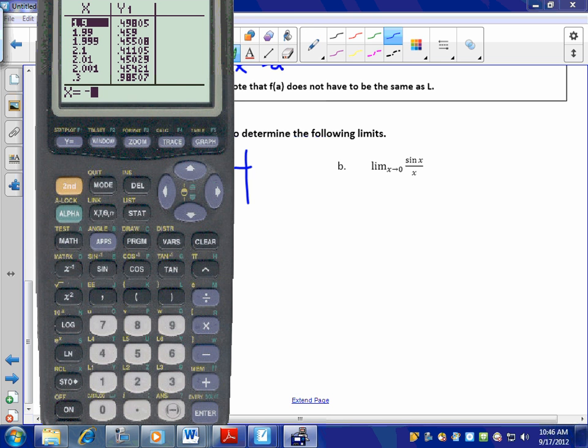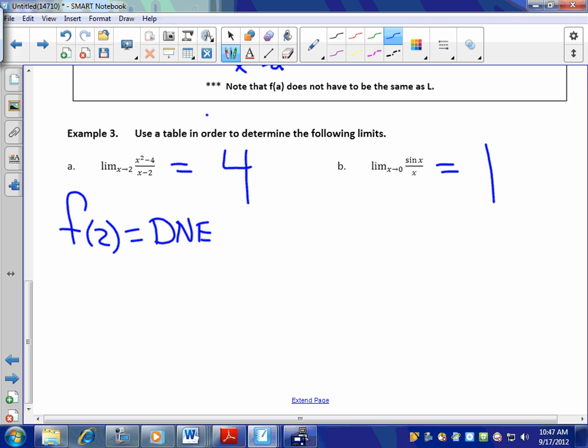So let's go negative 0.1. After negative 0.1, negative 0.01. Negative 0.001. What does it look like it's approaching? 1. But I check from the left. Is that enough? No, I must check from the right. What value should I plug in? You can see that for sure this limit is approaching positive 1.